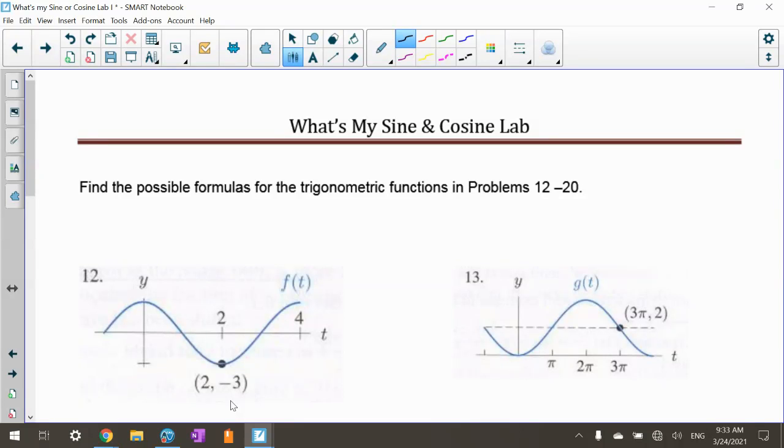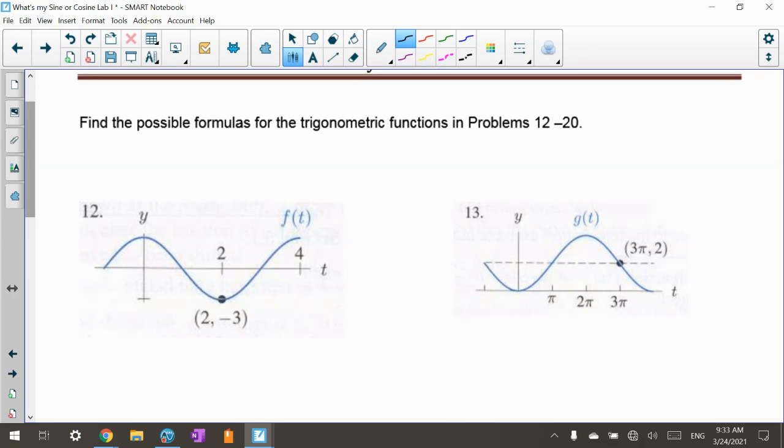Okay, this is Mrs. Pond, and we're talking about the sine cosine lab, and I'm at number 12 now. From 12 to 20, you're going to find possible formulas for the trigonometric functions, and we're going to go through this step by step for each one of these. And I want you to be careful of what they call the variables.